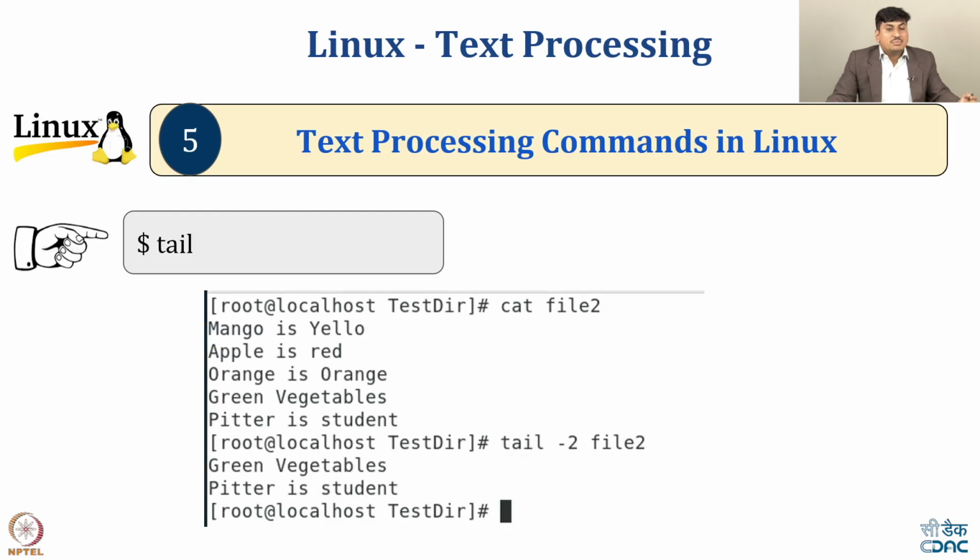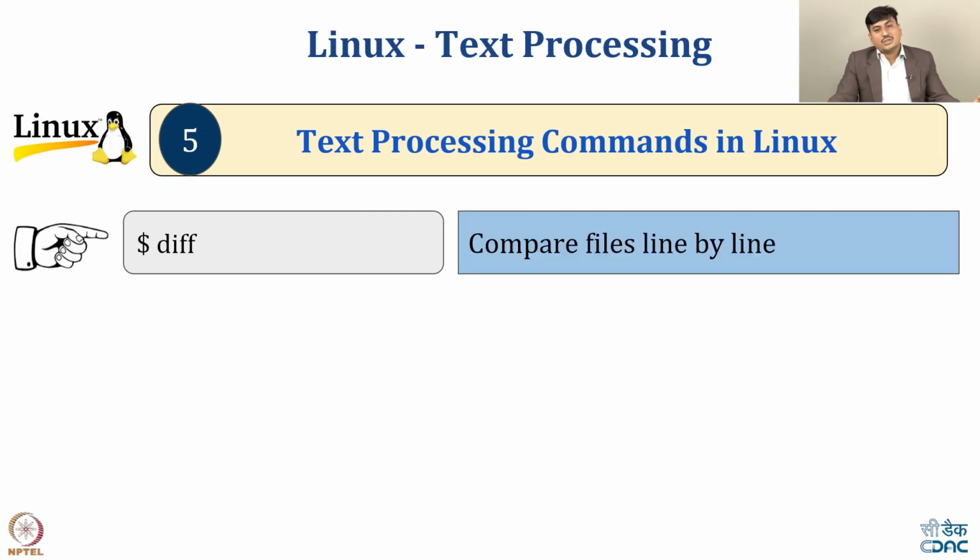Similarly, if I want to print lines from the bottom of any file, I can use the tail command, and here I am telling that only 2 lines should be printed from file 2. So these 2 lines have been printed. Likewise we can print some specific number of lines from a big file on the terminal, and in that particular case I can use the head and tail commands.